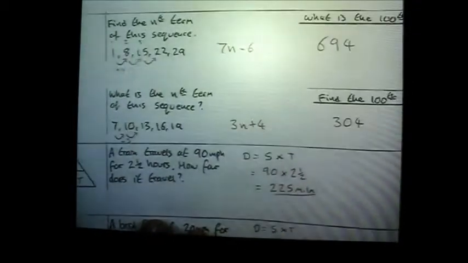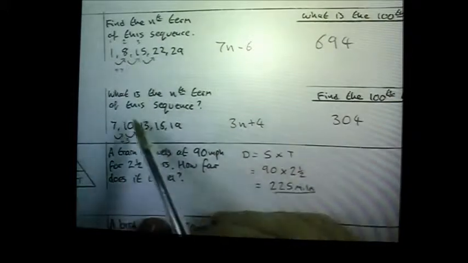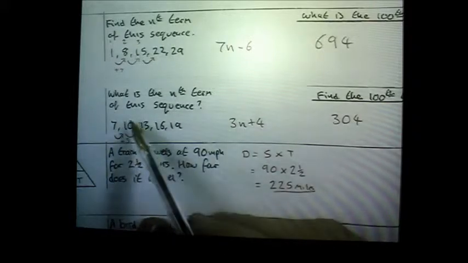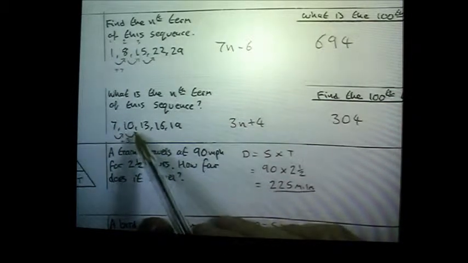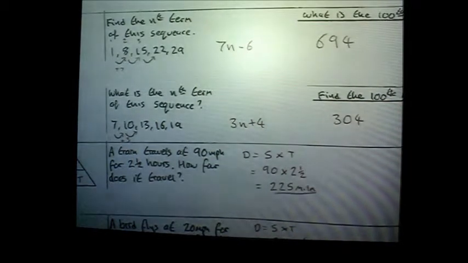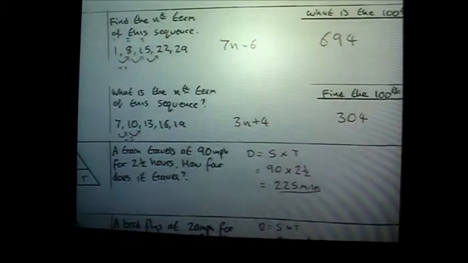Next one, it's going up in 3s each time, so it's 3n. 3 times 1 is 3. How do you get from 3 to 7? Well, you add 4. Check this one. 3 twos is 6. How do you get from 6 to 10? You add 4. So 3n add 4. Find the 100th term. Well, it's 304, because 3 times 100 is 300.